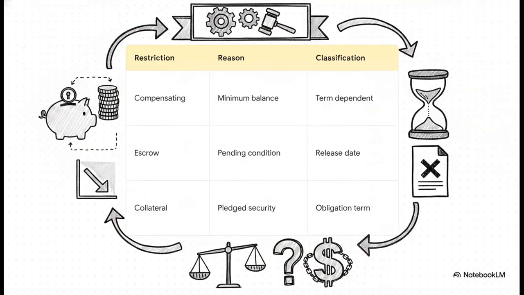This bucket covers funds the company legally or contractually cannot use for general operations. Think about a loan compensating balance where your lender forces you to keep a minimum amount sitting in the bank, or an escrow account, or cash pledged as collateral. We care so much about this because combining restricted cash with unrestricted cash artificially overstates your available liquidity. You're basically telling investors you have money to spend when legally your hands are tied, so they have to be separated.